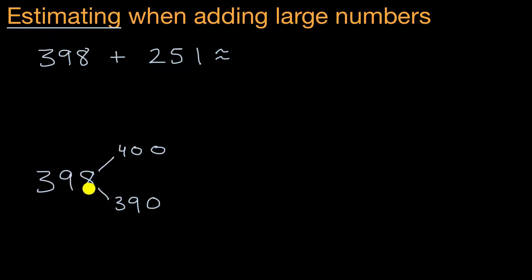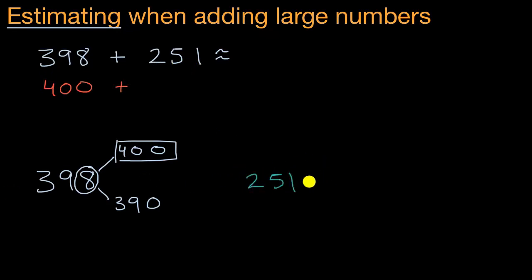Well, 398 is closer to 400 than it is to 390. And we've talked about in the rounding videos that you can see that this right over here is 5 or greater, so we would round the tens place up. So we would round to 400. And so 398, we round to 400. And then we're going to add that to 251. What's that rounded to the nearest 10? So I'll do that again right over here.